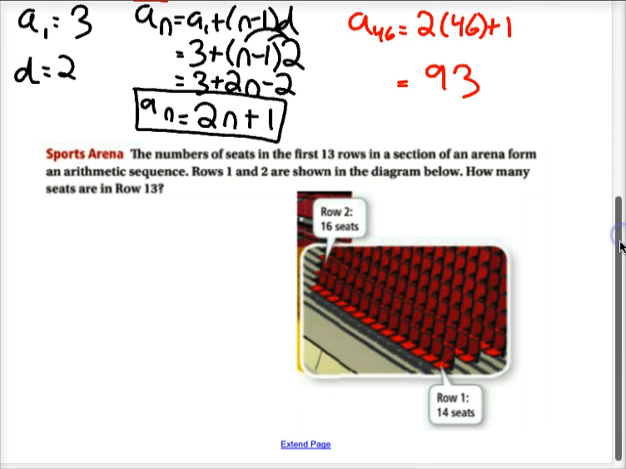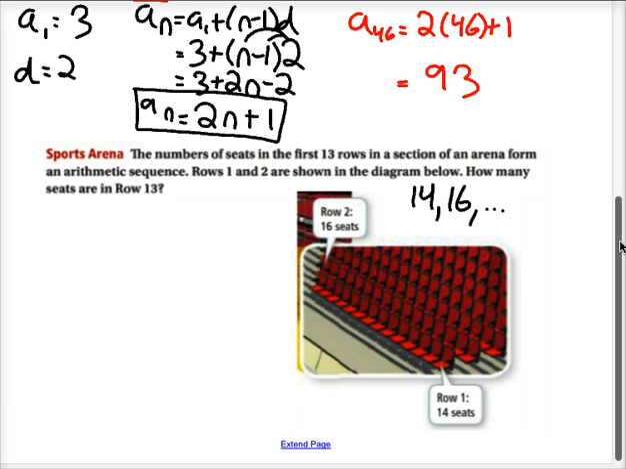And moving right along. So, in a sports arena, the numbers of seats in the first 13 rows in a section of the arena form an arithmetic sequence. Rows 1 and 2 are shown in the diagram below. How many seats are in that 13th row? So, let's see here. So we have in row 1, 14 seats. Then row 2, we have 16 seats.